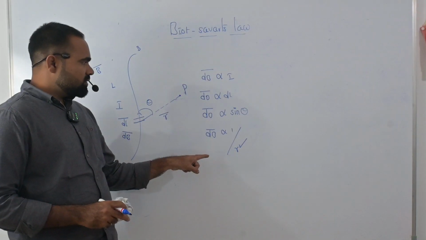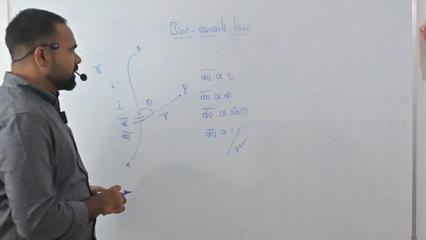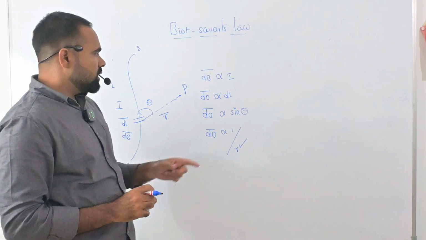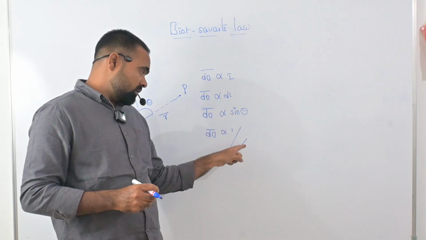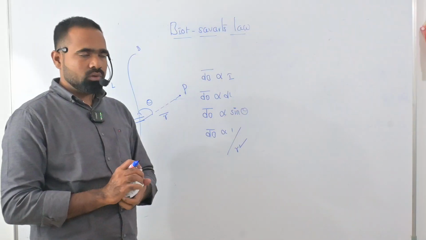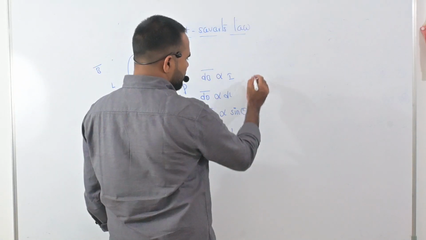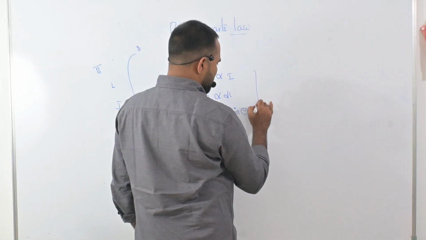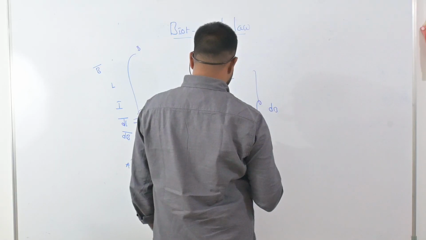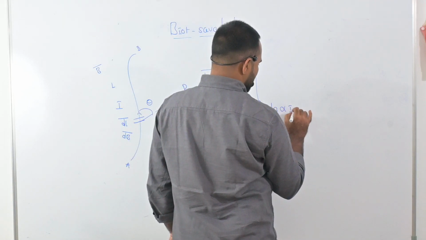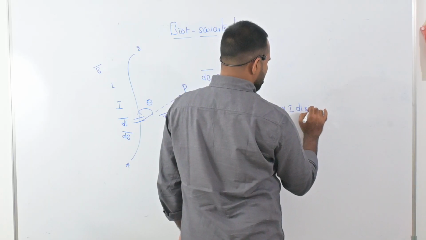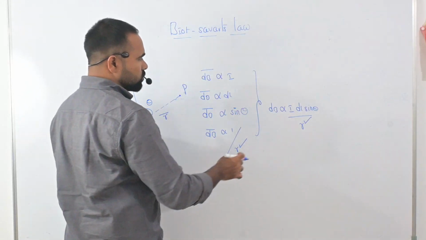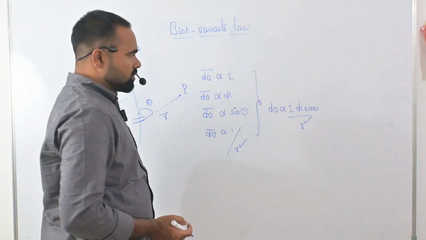So this magnetic field strength depends on four factors. One is the current, and also the small length of the element, and also the angle between them, and it is inversely proportional to 1 by r square. Now I combine all these equations, so I want to write one common equation. That equation is dB is directly proportional to I into dl into sine theta by r square. To remove the proportionality, we can add one constant.